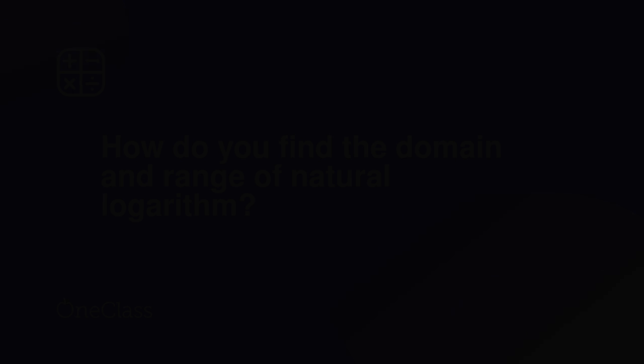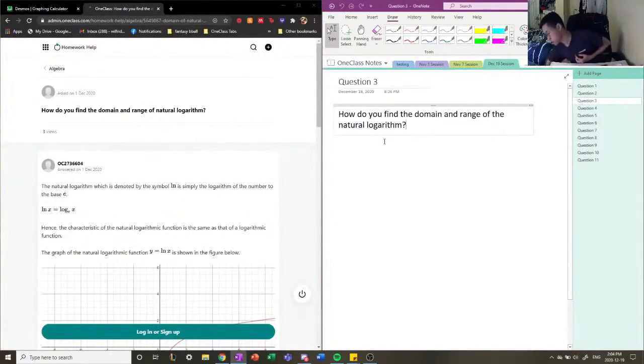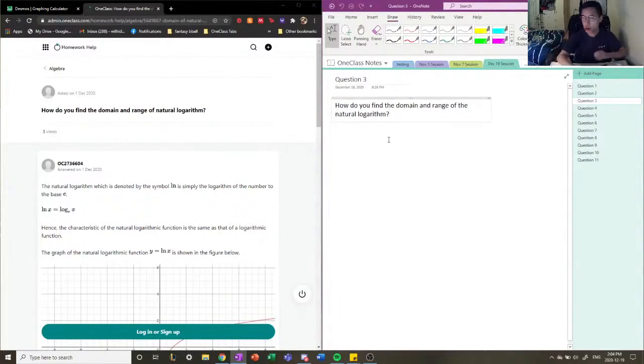Okay, let's move on to question number 3. Question number 3 reads, how do you find the domain and range of the natural logarithm? The natural logarithm is basically our logarithmic function, and the notation for it is log of base e, but we write it as ln. It's the logarithmic function of base e of the natural number.